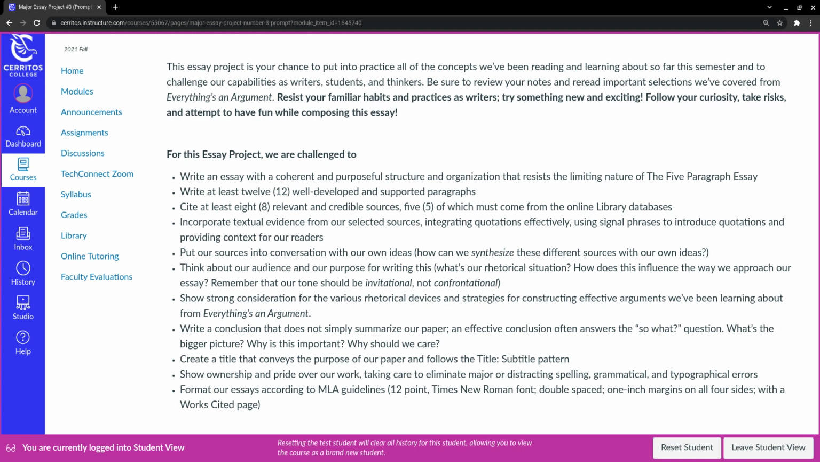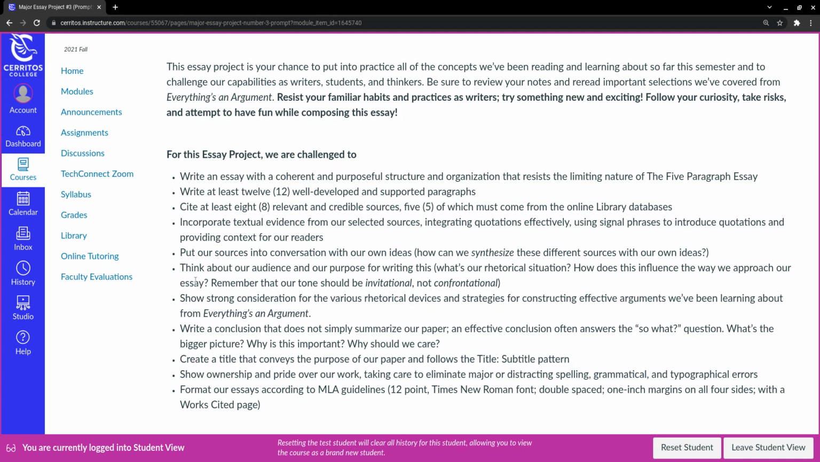In essence, that means that we are making connections among our various sources. We're showing how one source connects to another source and how an idea in another source is related to an idea that we found in yet another source. So we're showing how everything's connected. This word synthesize, to synthesize, means that we're taking parts from different sources and putting them together to create something new.